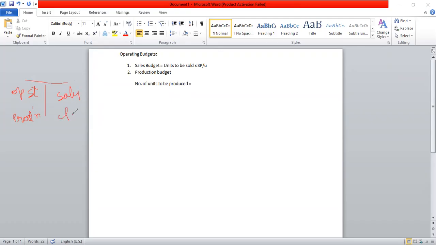So considering this logic, this equation: this plus this is equal to this plus this. If we want to find out the number of units of production, the equation can be written by taking opening stock to the other side. So it would be sales plus the closing stock minus the opening stock.